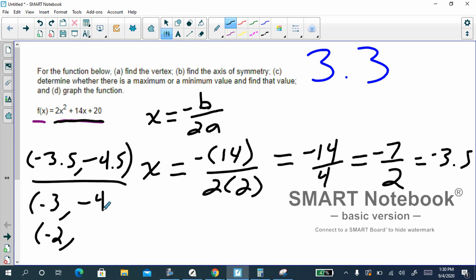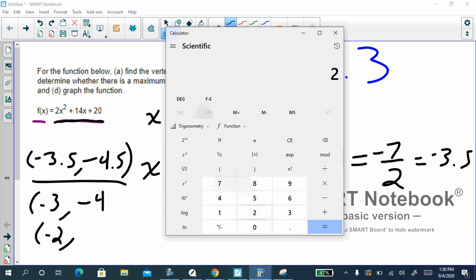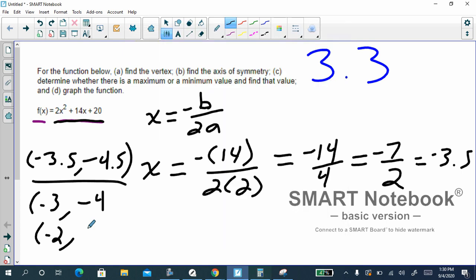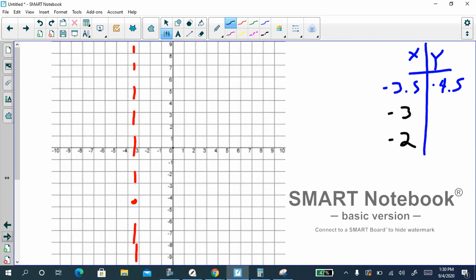Then if we put a negative 2 in, we have 2 times negative 2 squared, plus 14 times negative 2, plus 20, and we get 0. So negative 3, negative 4, and negative 2, 0. So we can plot those points, negative 3, negative 4, and negative 2, 0. So on the right side, our parabola looks like this.